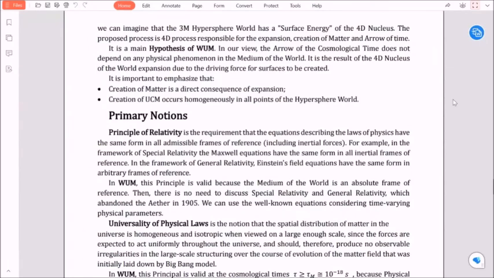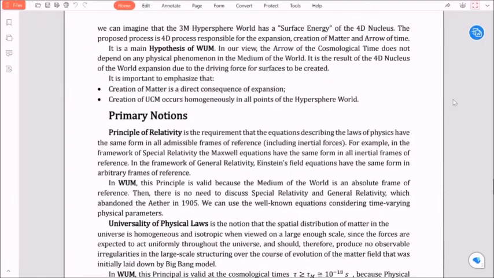It is important to emphasize that creation of matter is a direct consequence of expansion. Creation of UC matter occurs homogeneously in all points of the hypersphere world.